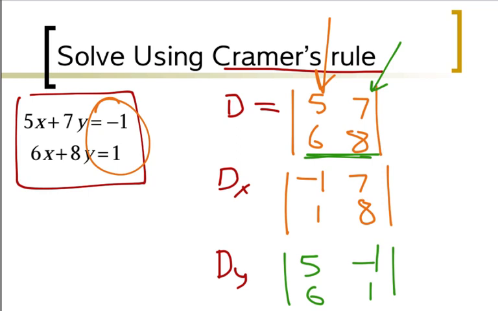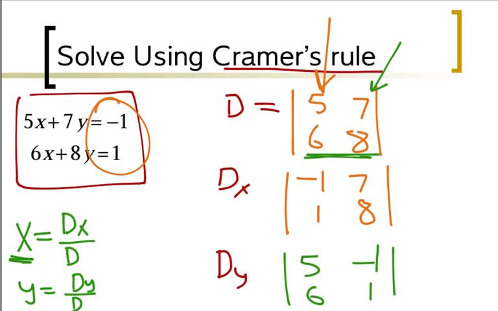And why this is useful is because we figured out that if we actually want the answer for x, all we have to do is take our original determinant and divide it into our Dx determinant. So take our Dx and divide it by the D. And to find y, you take the Dy and divide it by D.